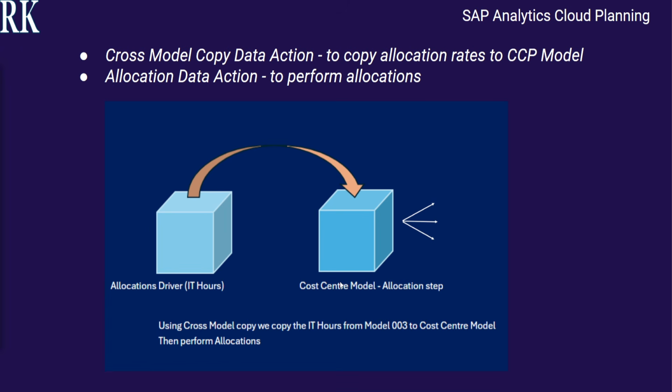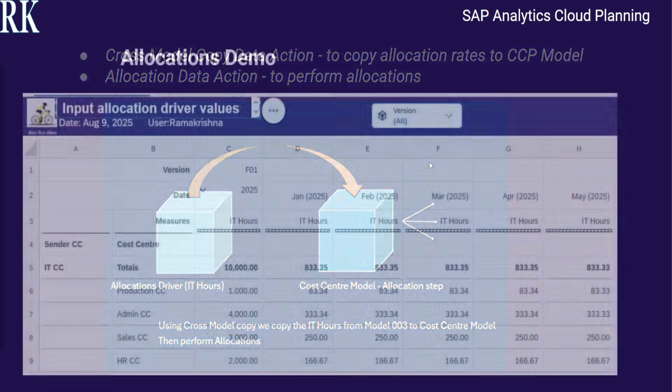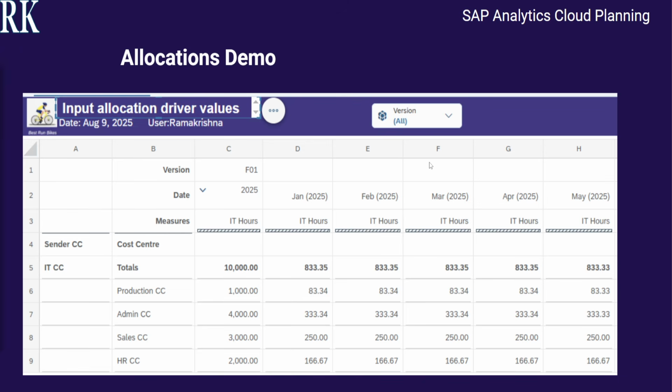Then we perform the allocations in the cost center model. So that's what we are going to see. Here is a snapshot of what we are going to see. Firstly, we maintain input allocation driver values, so we input the IT hours. We'll create an input template on the new model that we are going to create, and there we will be maintaining the allocation driver values, nothing but the IT hours.